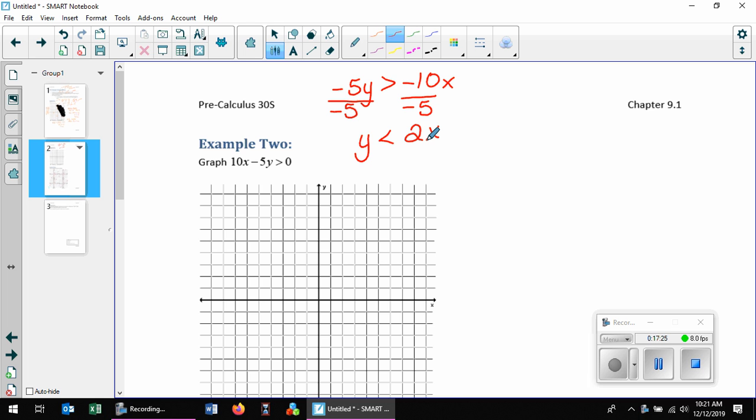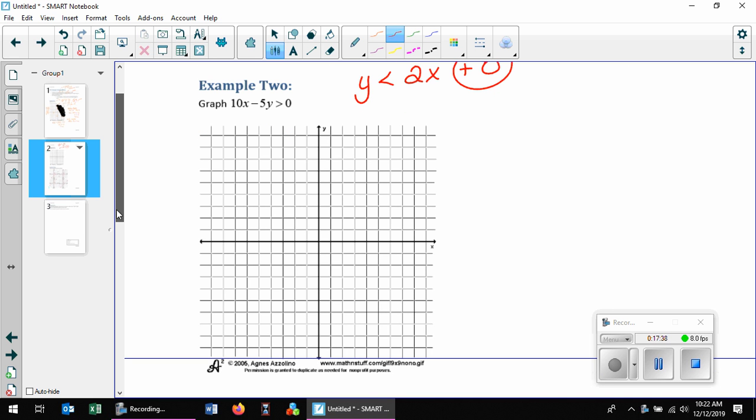Where's my y-intercept on this one? 0. It's not stated, but it's there. I don't need to put that, but as long as you know it's there. I'm just trying to go back to grade 10 and practice for teaching my kids tomorrow. And my slope is 2, which is 2 over 1.